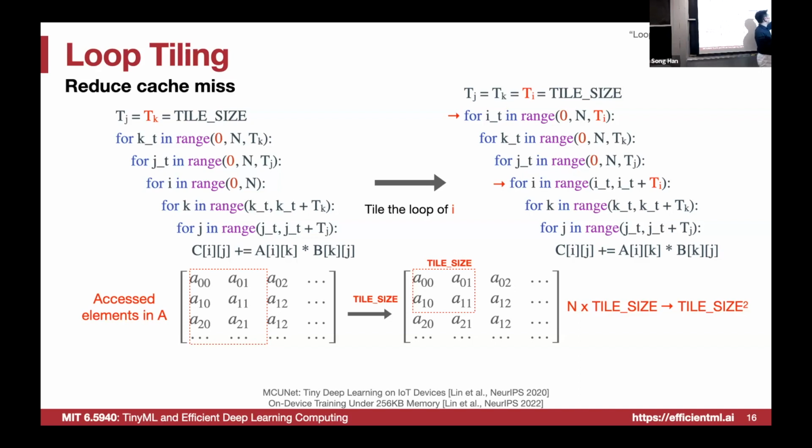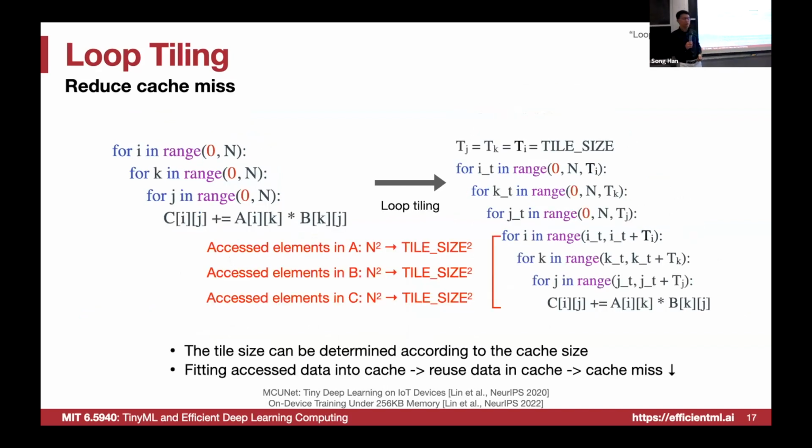So here we have the tile size for i, Ti, and the step size becomes Ti. So for all 3 for loops, we tile each one of them. Therefore, the number of elements accessed for A becomes tile size squared, and similarly for B and C. Rather than n squared, now it is tile size squared. We started from this 3 for loop, and now we ended up with 6 for loops.